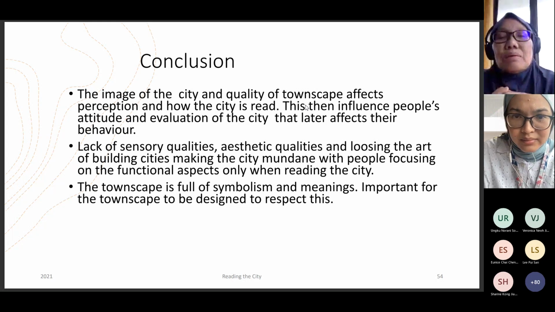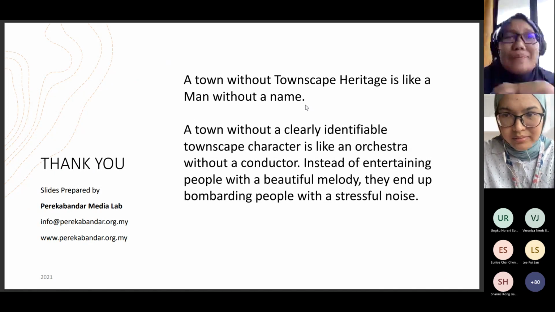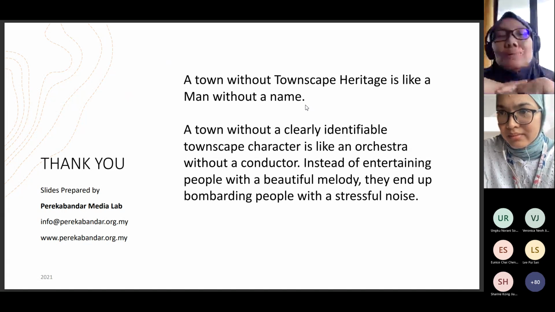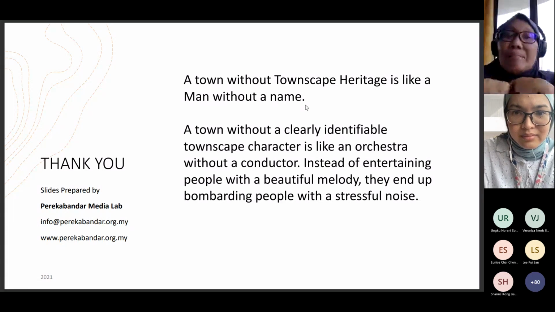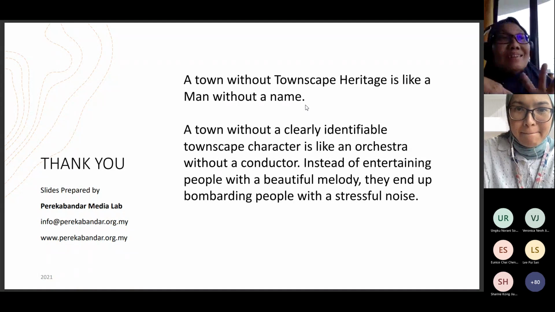Next, we go to the last part. I don't need to conclude that much because I've been explaining all this. So my final note to all of you is that a town without a townscape heritage is like a man without a name. If you erase all the townscape heritage that you have at the moment and build new, then it's like you have a man without a name, because then you lose your identity.